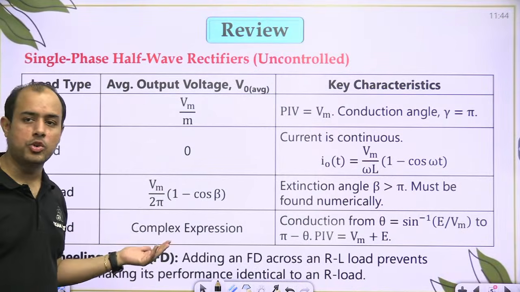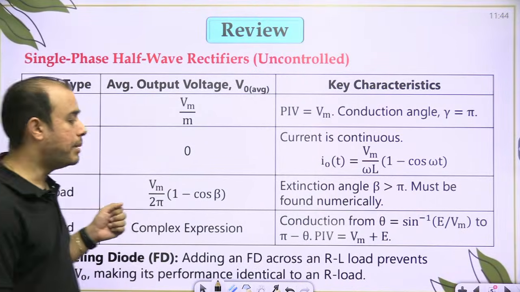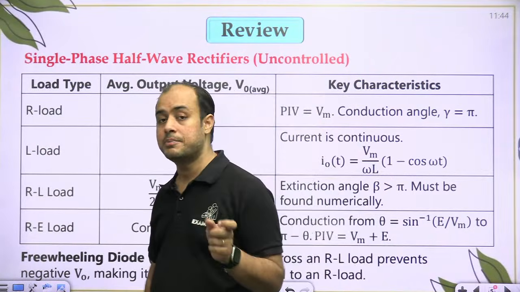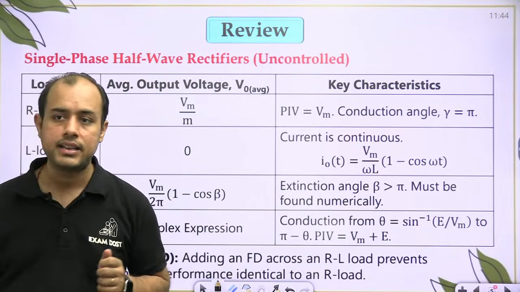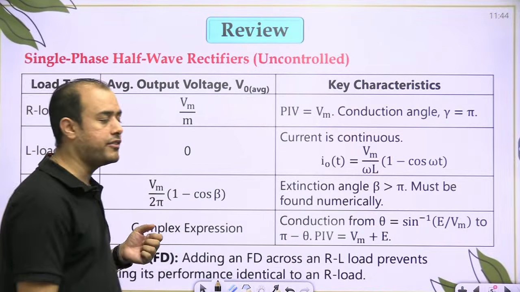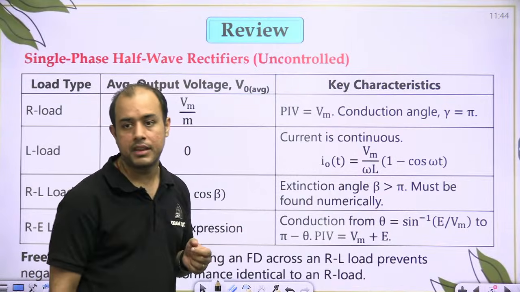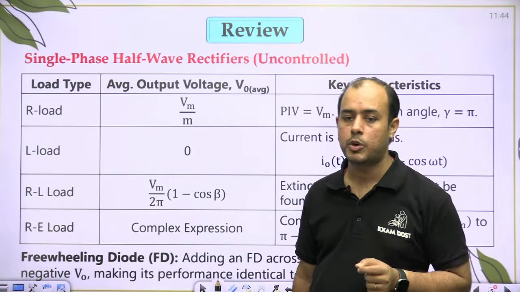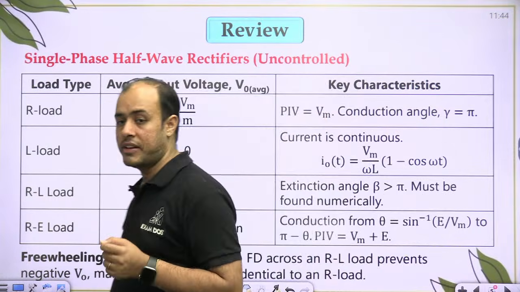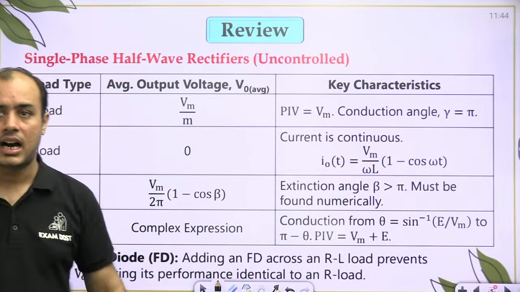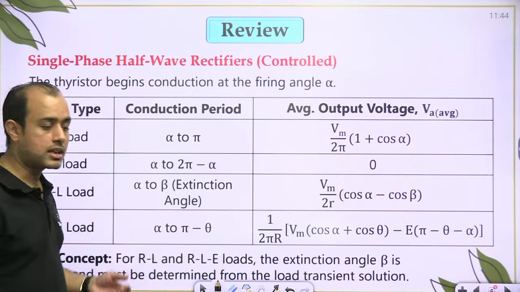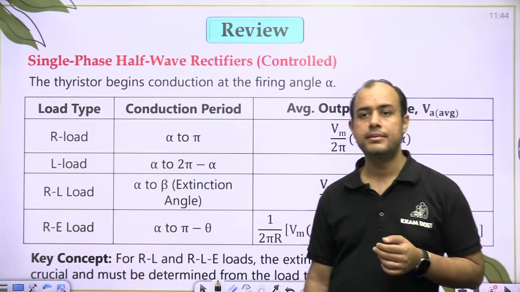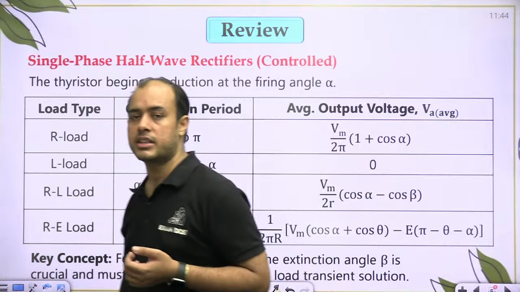RE load, average voltage has a complex expression, but remember the conduction goes on from theta to pi minus theta, and it is better to approach using the current. Theta is given as sine inverse E by Vm, PIV is Vm plus E. Whenever we connect a freewheeling diode, it avoids the output from becoming negative, so it will clip the negative part of the output. Okay. For controlled rectifier, R load, the conduction goes on from alpha to pi. Average is Vm by 2 pi 1 plus cos alpha.